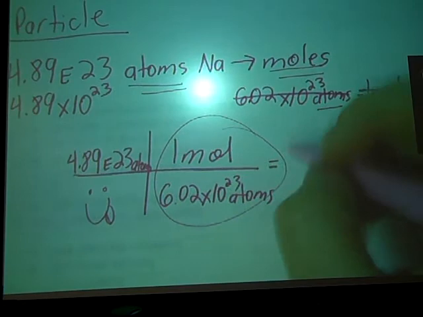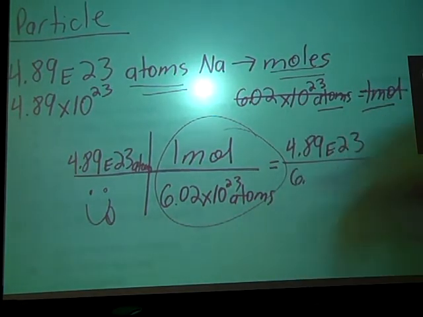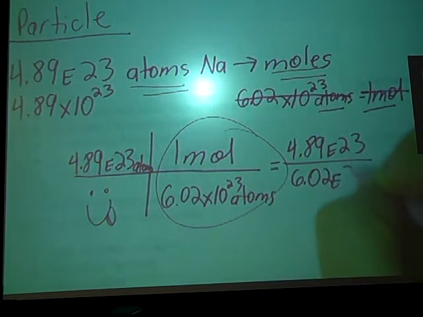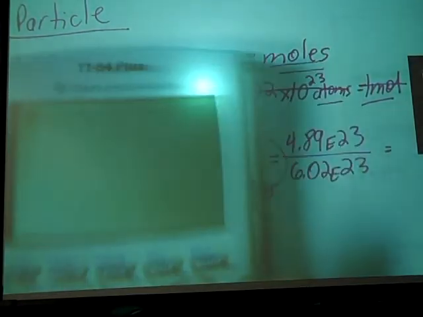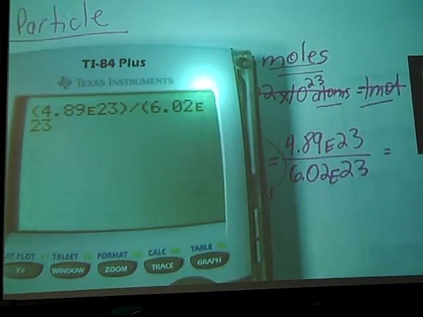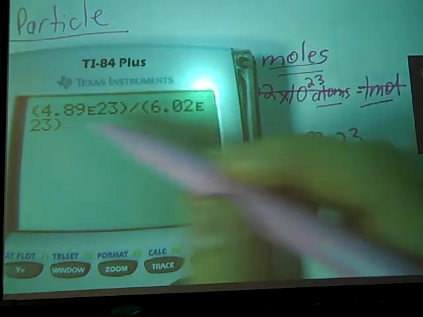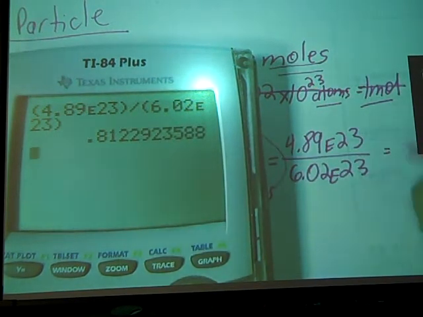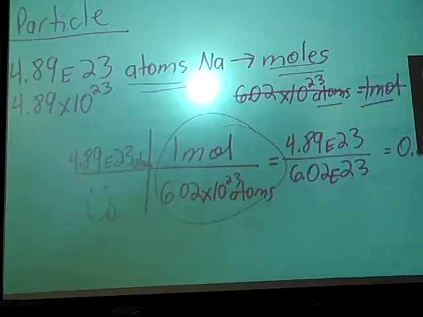So now we're going to multiply all the way across the top. Yes, I'm doing this the long way. Divided by all the way across the bottom. And let's see what my calculator gives me on that. 4.89 times 10 to the 23rd divided by 6.02 times 10 to the 23rd. Notice I'm putting these in parentheses. It's a good habit just because that tells your calculator that this is one thing. And we get 0.81229. We'll stop there.